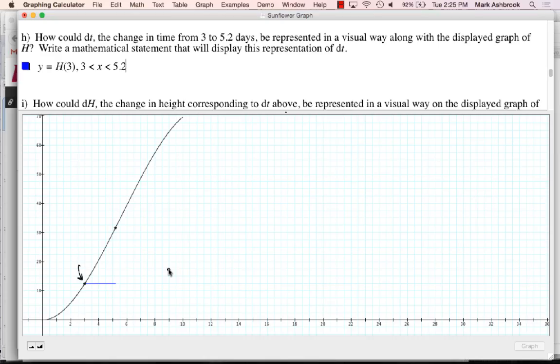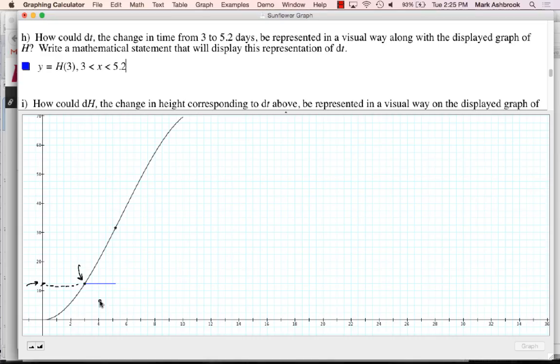Okay, what is that? That's a correspondence point. It's a representation of the two values taken together. So where do we look for H of 3 in this displayed graph? It's the value of the dependent variable, which we're showing on the y-axis. So just the value H of 3 is represented on the y-axis.